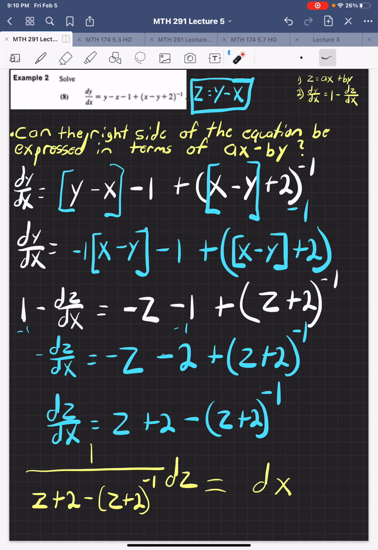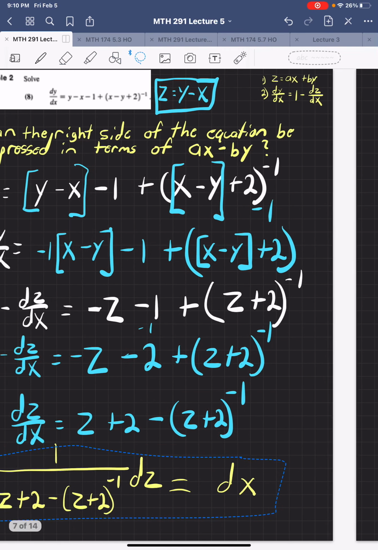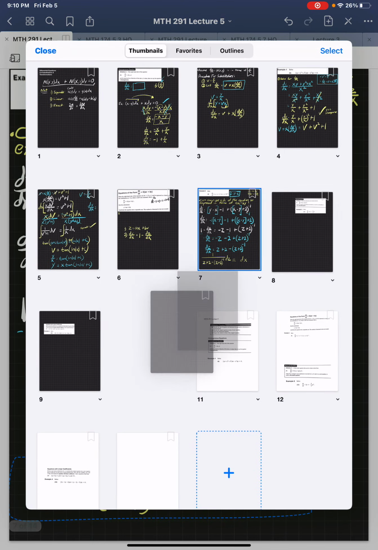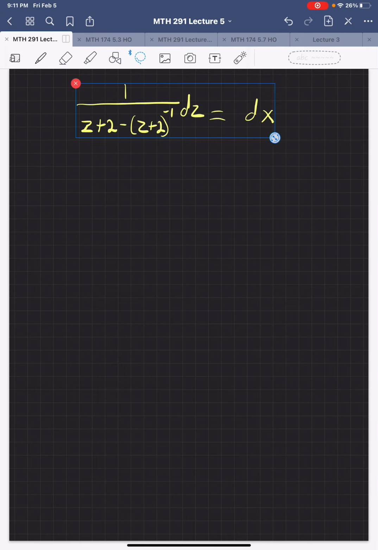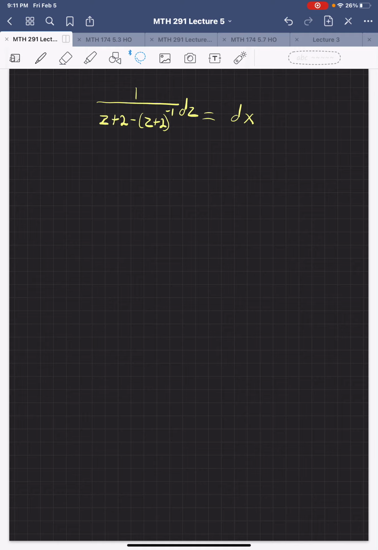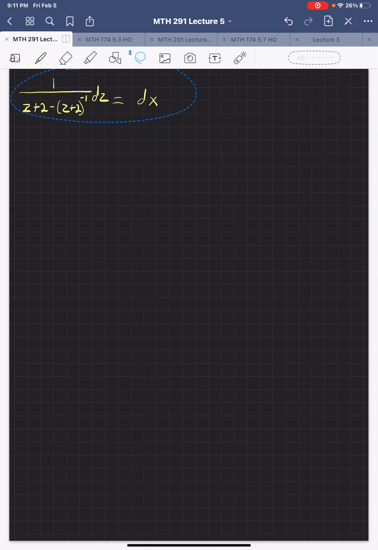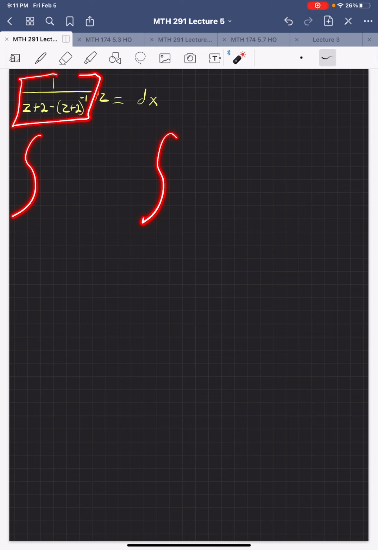I would not be very happy about integrating this the way it sits. So what I'm going to do is take this to the next page. Go ahead and grab another page here. Let's go ahead and clean this up a little bit. Because if I'm going to integrate both sides of this, I don't want to integrate this the way it sits. Let's move these things around.